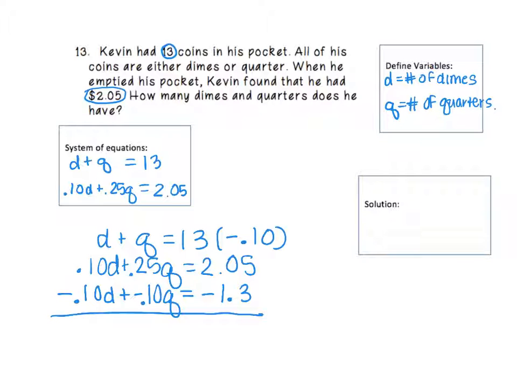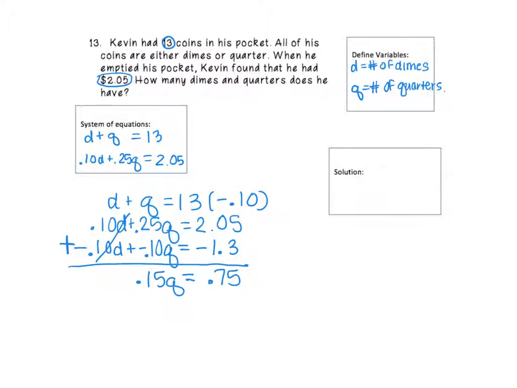Then I will add those down, and the D's will cancel, and it will become 0.15Q, because that's 0.25 plus a negative 0.10, and that is equal to 0.75. Now I'll divide by 0.15 to get Q is equal to 5.